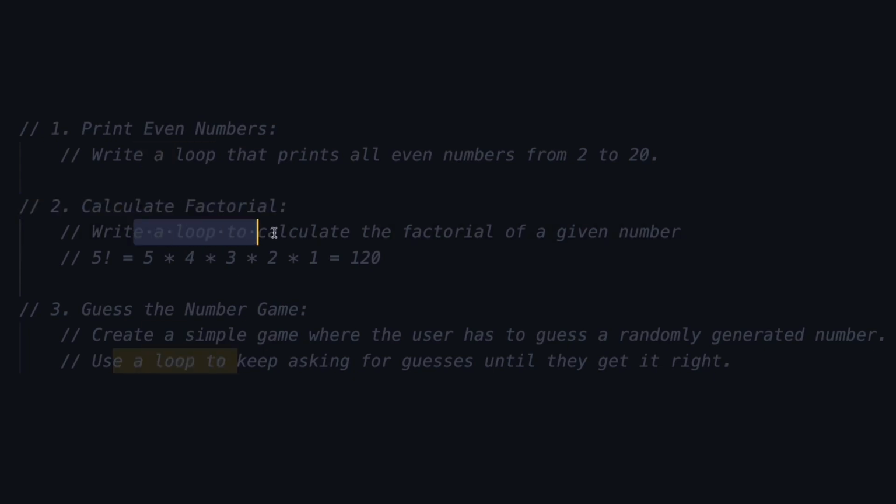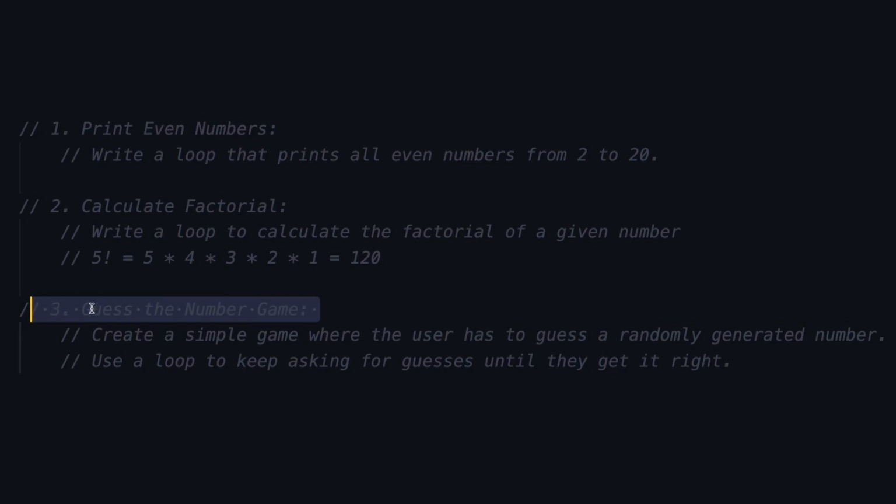So you need to write a loop to calculate the factorial of a given number. If you don't know what a factorial means, it's basically the multiplication of all the previous numbers until that number. For example, factorial of 5 is equal to 5 times 4 times 3 times 2, and the last number should be 1, and this equals 120. If this was factorial of 6, we would just add 6 in front of this, and this would be 6 times the factorial of 5.